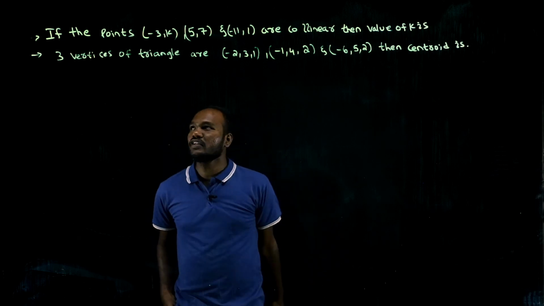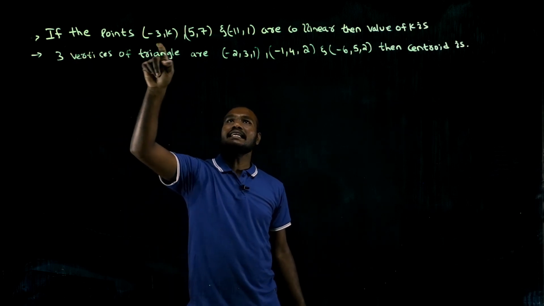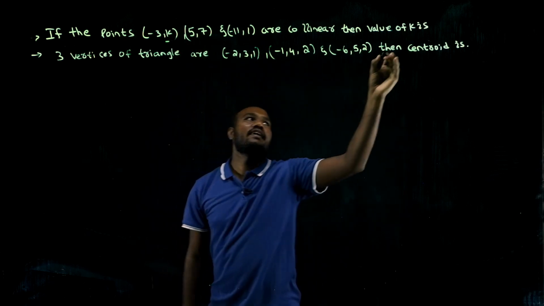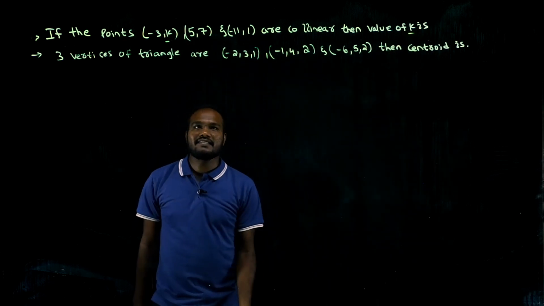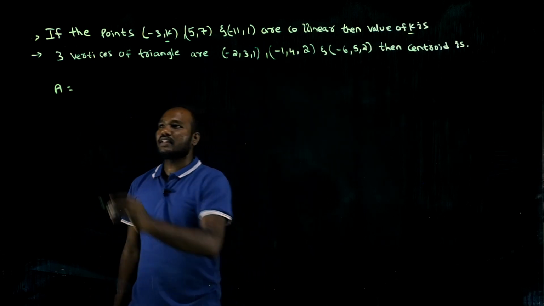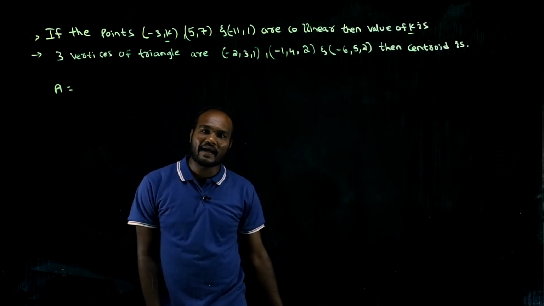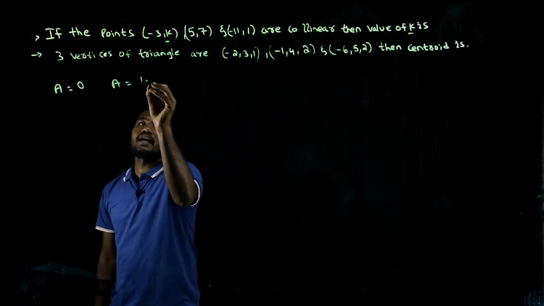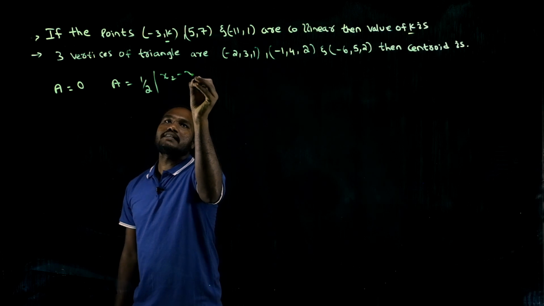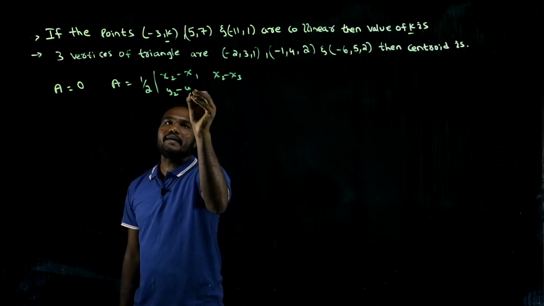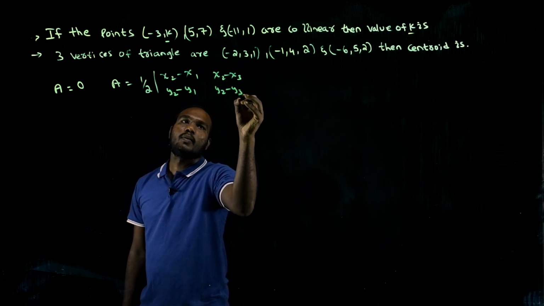Okay, let's see another two questions. What is given? If the points are collinear, then we have to find the value of k. See, this is very simple. If the points are collinear, the area created by the triangle will be equal to 0. We know the area of triangle is what? Half times x2 minus x1, x2 minus x3 divided by y2 minus y1, y2 minus y3.